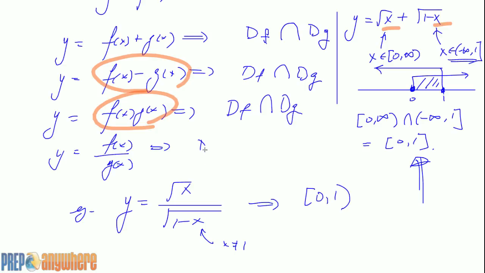So when it's division, you have to do this. It is still the intersection, but you have to omit x such that it'll make g at x equal to 0.